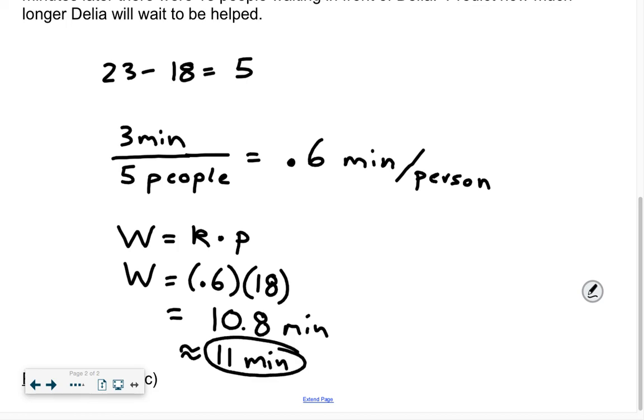Now there are other ways to go about this problem. This is not the only way. If you would like to use proportions, feel free to do so. Otherwise, what I would like you to do is go ahead and attempt the practice set problems A and C.